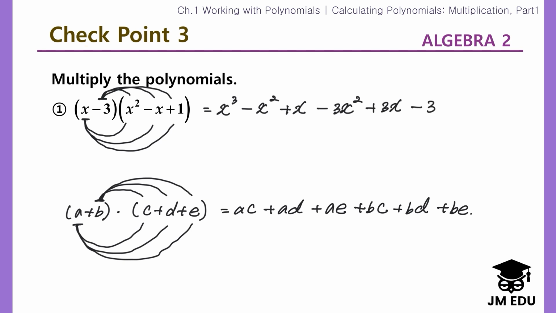Right? So let's look for like terms. Here we only have one x cubed, so x cubed. For x squared, we have negative x squared minus 3x squared. So minus 1 minus 3, that's minus 4x squared. We have plus x plus 3x, so plus 1 plus 3, that's plus 4x. And we have one constant, minus 3.